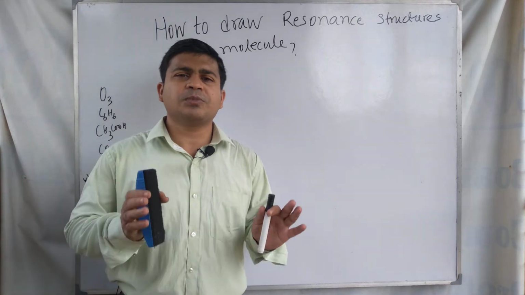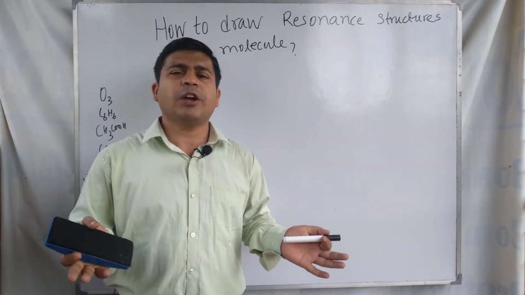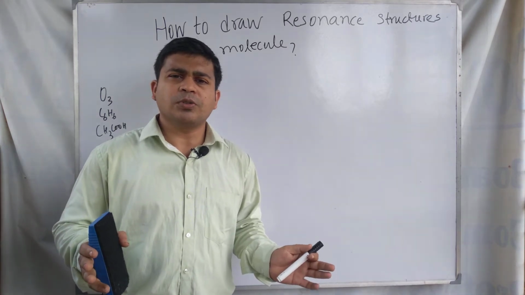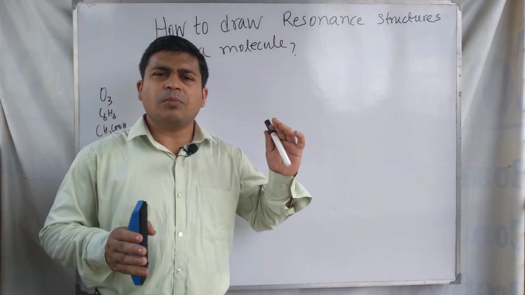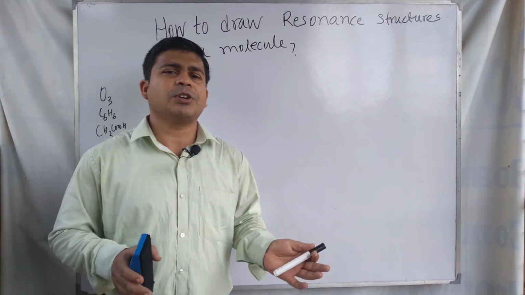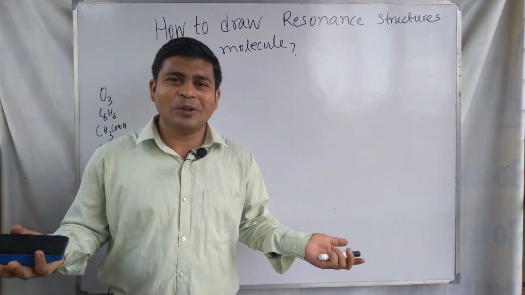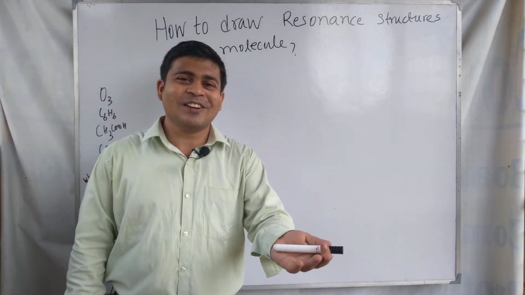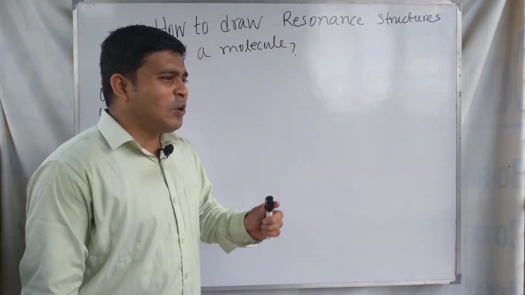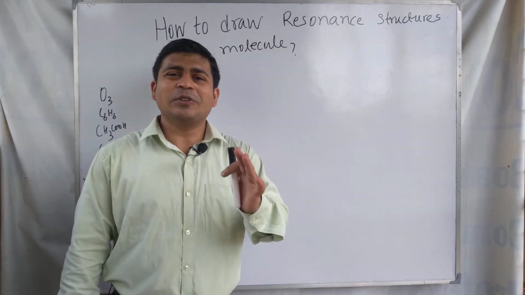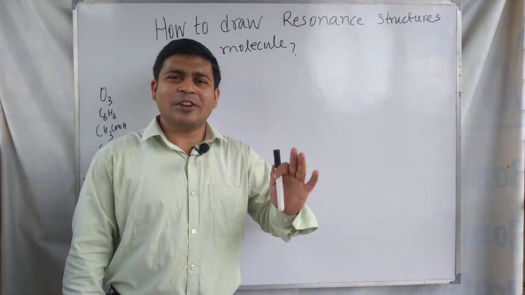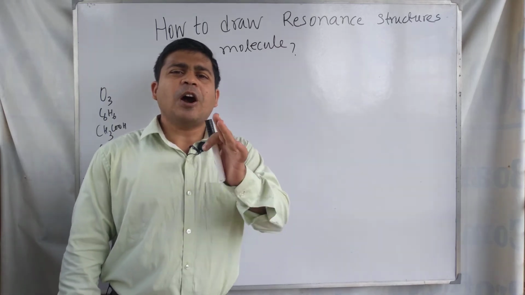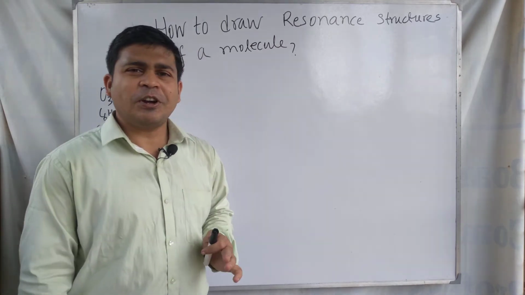If you follow some certain rules, then you can easily draw the resonance structures of any molecule. Any molecule means the molecules that have resonance structures. It is not possible that a molecule has no possibility of resonance structure but you draw one. So I would like to discuss this topic in detail, so watch this video up to the end. Okay, so let's start our discussion.